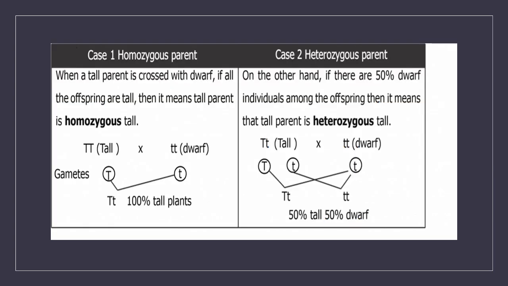Now, there is a difference between a homozygous and a heterozygous parent. When a tall parent is crossed with the dwarf, if all the offspring are tall, then it means the tall parent is homozygous. But on the other hand, if there are 50% dwarf individuals among the offspring, then it means the tall parent is heterozygous. So we are going to do it in the reverse direction. On the basis of the products of the progeny formed, we will see whether the parent is homozygous or heterozygous.